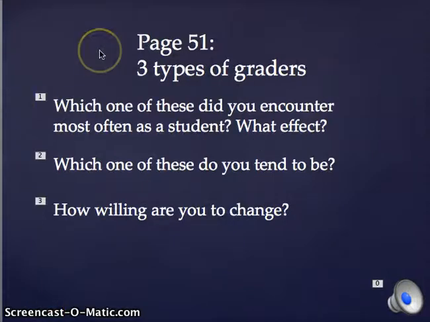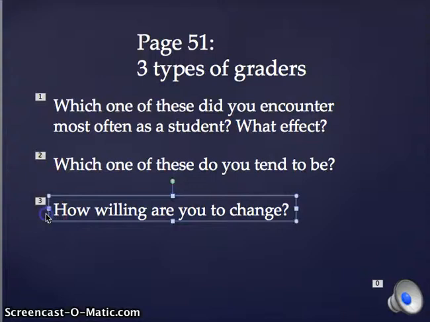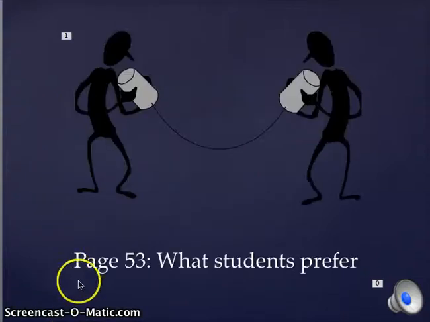Likewise, on page 51, the chapter tells you about 3 types of graders in the old model. What I'd like you to do as you read this is write on a separate piece of paper or in the margins or somewhere, which one of these did you encounter most often as a student, and what effect did that have on you as a student? Which one of these do you tend to be, and how willing are you to change?